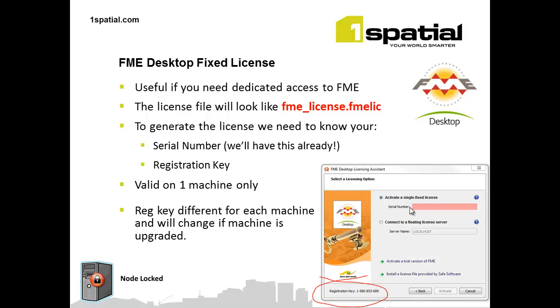To generate that license, we already know what your serial number is, but we will need your registration key. So the first thing you need to do is install FME Desktop and then fire up the license wizard. In the bottom left-hand corner, you'll see there's a registration key, and we need that number. It will be specific and only valid to your machine. If anything happens to your machine, if you have some new RAM or a new hard drive, it's likely that number will change. So we're happy to reissue your license in that case, or if in fact you want to move that license across to another machine.